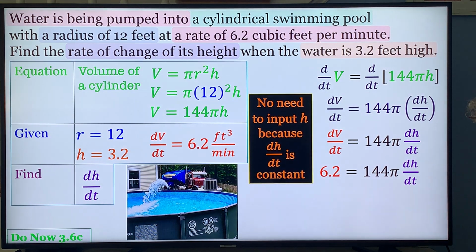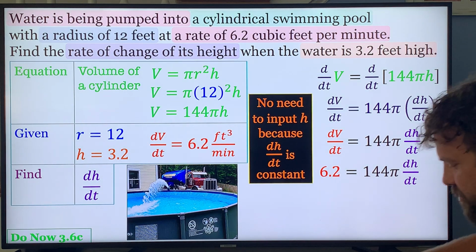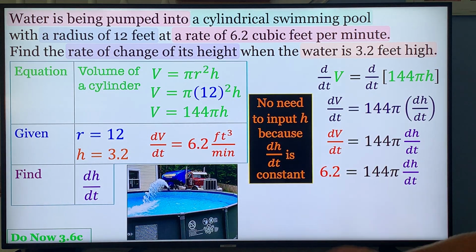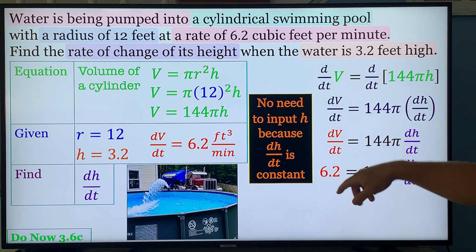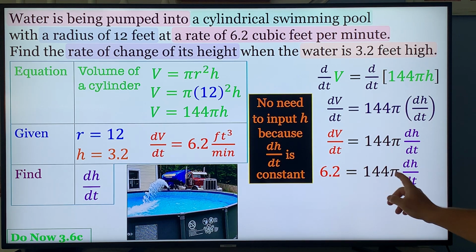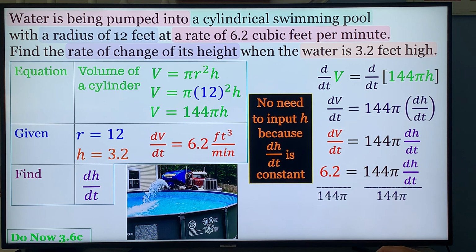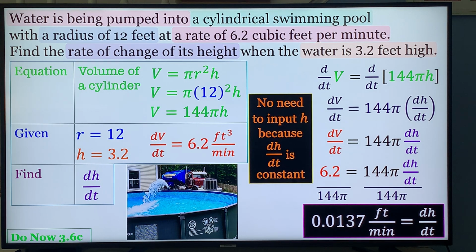Negligible. I can't even say the word now. You know what word I'm talking about. So it's not necessary. So 6.2 divided by 144 pi, make sure the 144 pi is in parentheses, and you get 0.0137 feet per minute, or 1.37 times 10 to the negative 2 feet per minute. That's how high it's rising, at 3.2 feet, at 1.7 feet, at 37.8 feet. Nope, not 37 feet. That'd be a tall, tall pool.